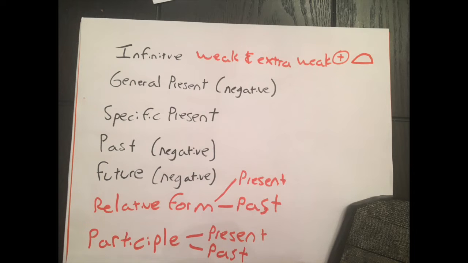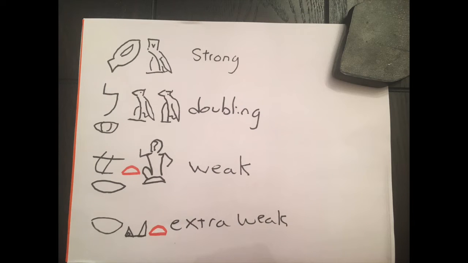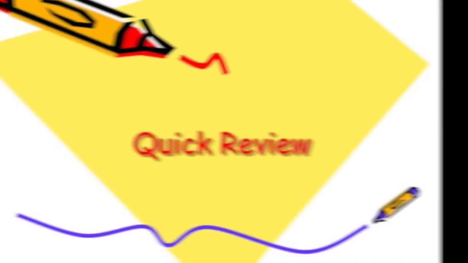All right. So for starters, we've done the infinitive. That is where weak and extra weak verbs get an extra T. So in this case, you have your strong, doubling, weak, and extra weak. So you note your weak and your extra weak have a T at the end. That is your clue as to what tense you're dealing with.